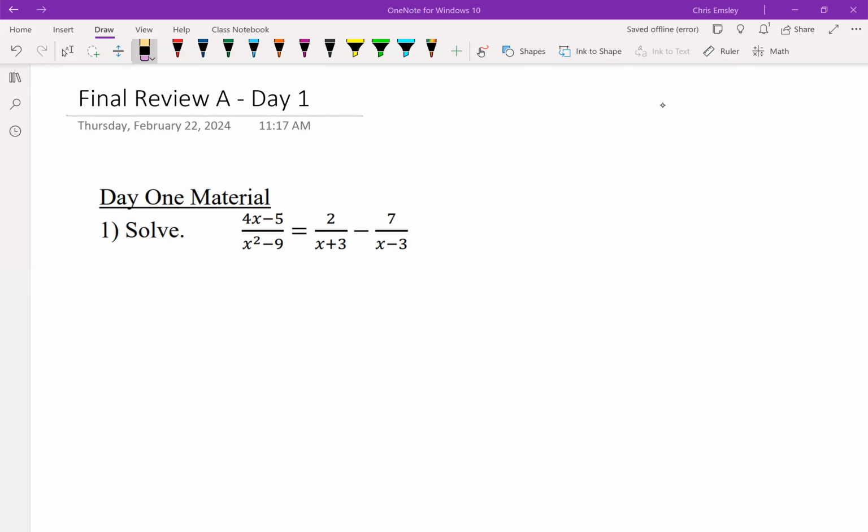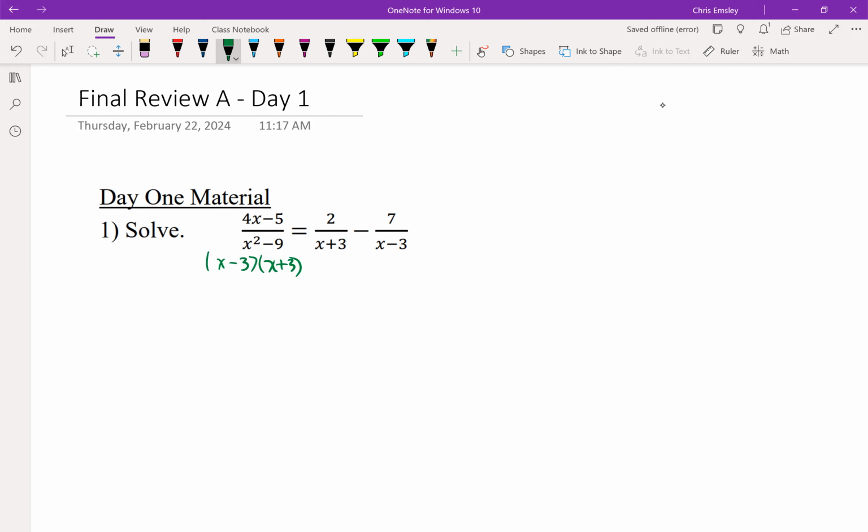Okay, final exam, day one, review A. Our first problem is a rational equation. So we want to solve this by clearing out those denominators. In order to clear the denominators, I am going to multiply this entire function by the least common denominator.